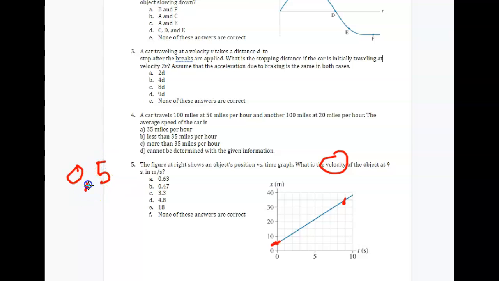All right, and then I pick another point that's easy to read. So I guess this one at 9 is good. So I got 9, 35. And my slope's going to be rise over run. So I'm going up by 30. And the run is 9. So 30 over 9 is 3 point something. Looks like this is the closest answer. All right, there you go.